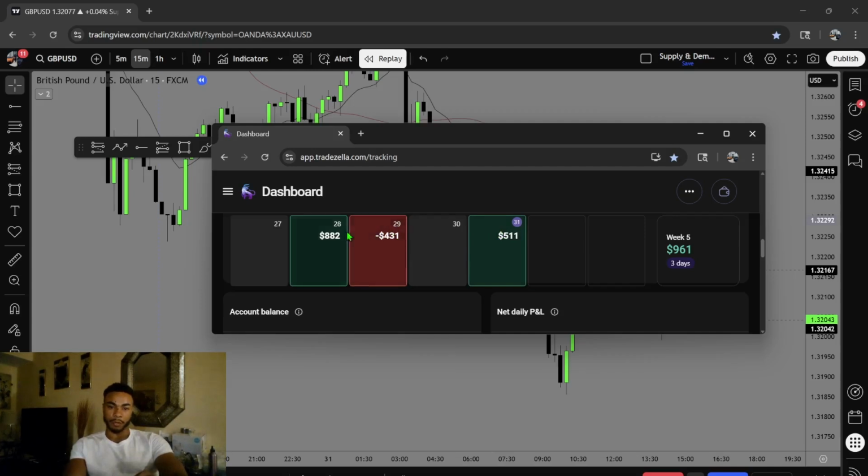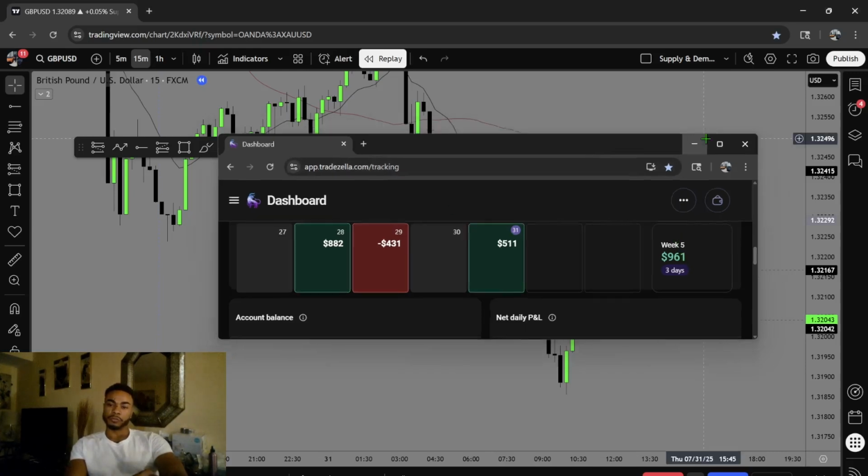On Monday we had a win of $800. On Tuesday we had a loss, losing half of the win that we made on Monday. On Wednesday we didn't take any trade because there was no clean setup due to the strategy. And then today we found this nice clean setup on this third pair that I normally don't trade, but it was the move for the day. And in total, we ended the week with $961, which is pretty cool.